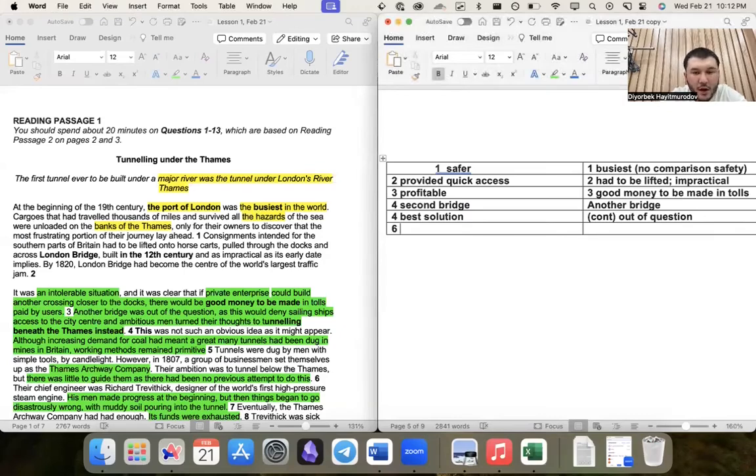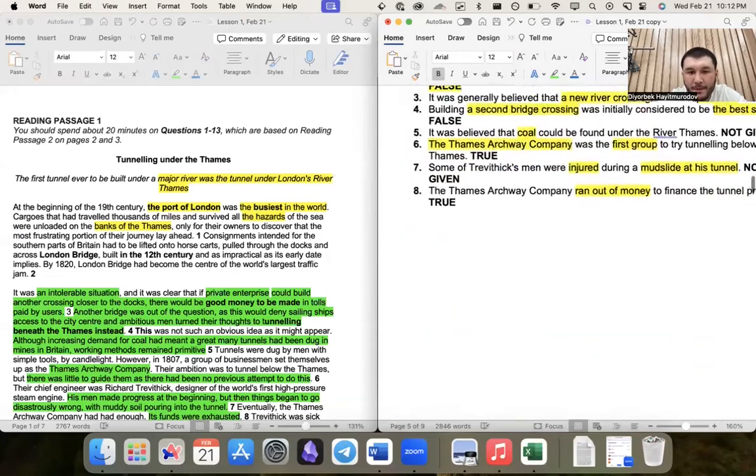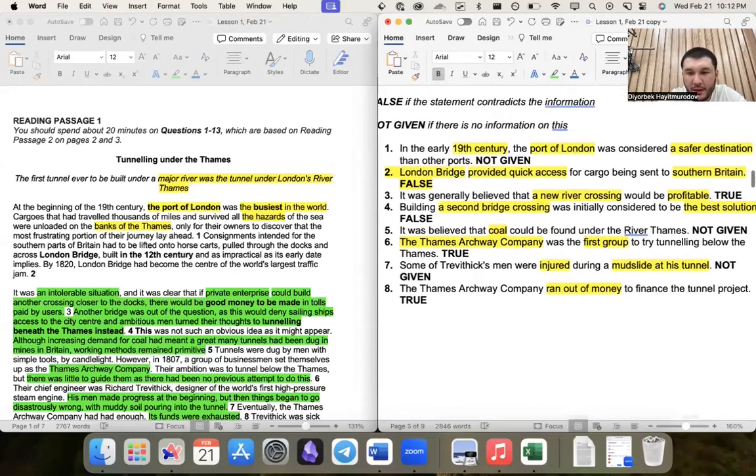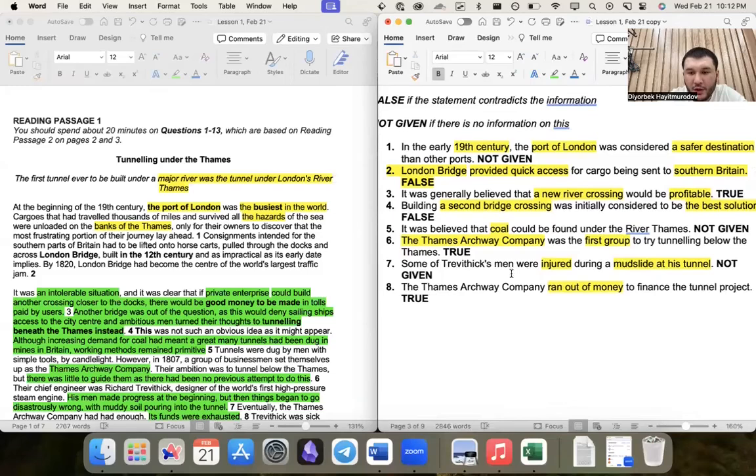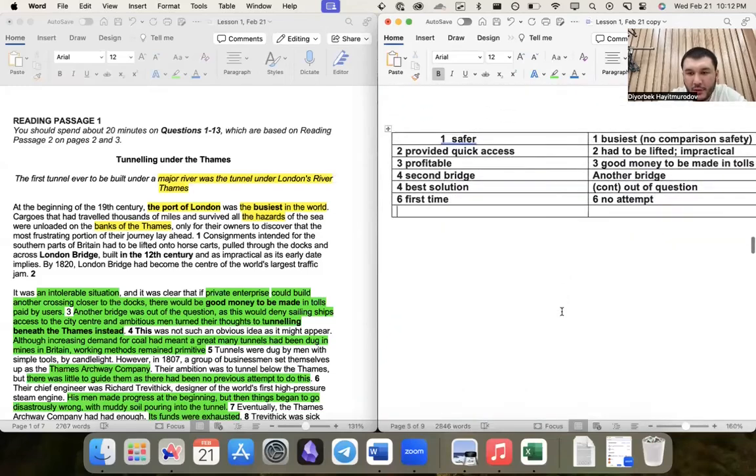Six. First attempt in the text. For the first time in the text, it said no attempt. Right. Number 7. Some of his men were injured. There's nothing about that. It was not given.